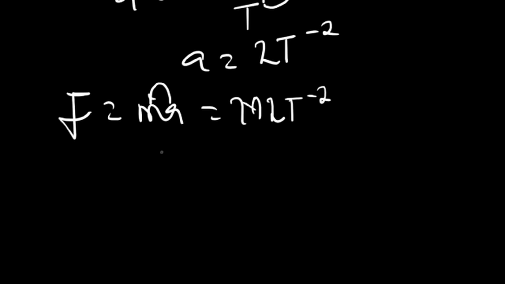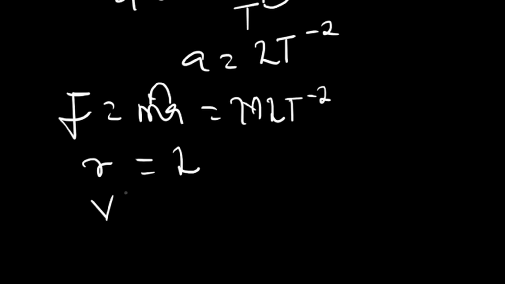Now the next one that we have to find its dimension is radius. Radius is simply length because it's measured in meters, right? And the dimension for length is simply L. So the dimension for radius is L. There are no two ways about that. The next one is velocity.